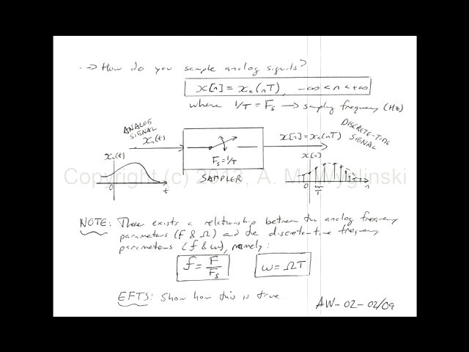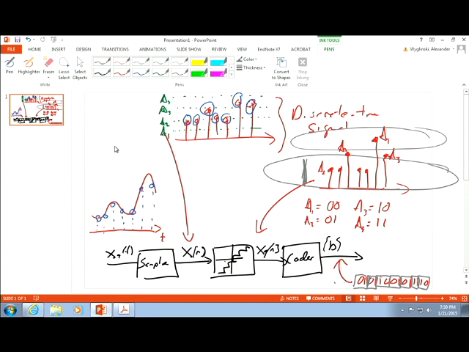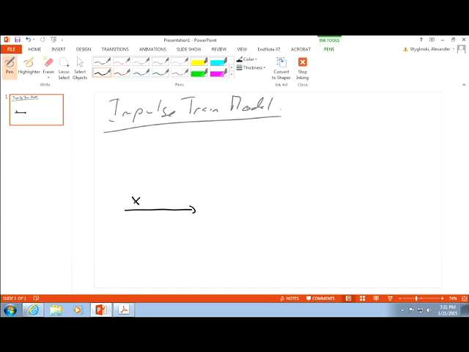This is one way of representing it, but there's another mathematical way of representing this as well, which I'll draw right now. And that way is the following. What I like to call it is the impulse train model. So the way this works is, suppose you have your continuous time waveform, xa of t, and I use an impulse train generator, and this produces a signal.